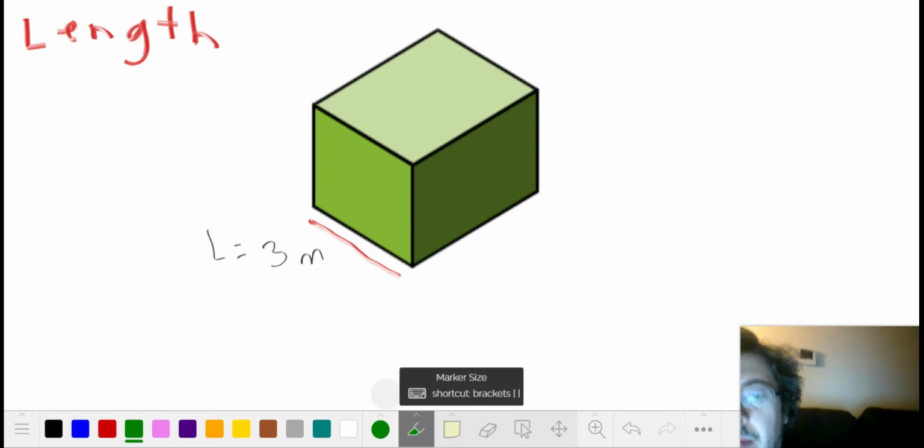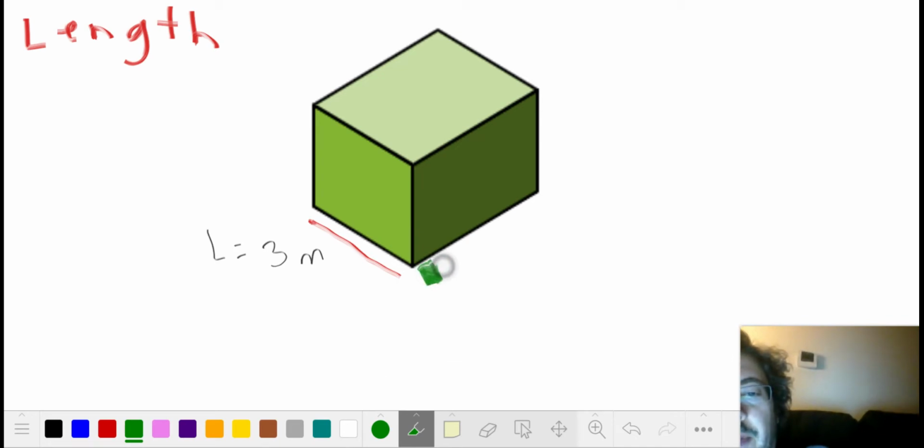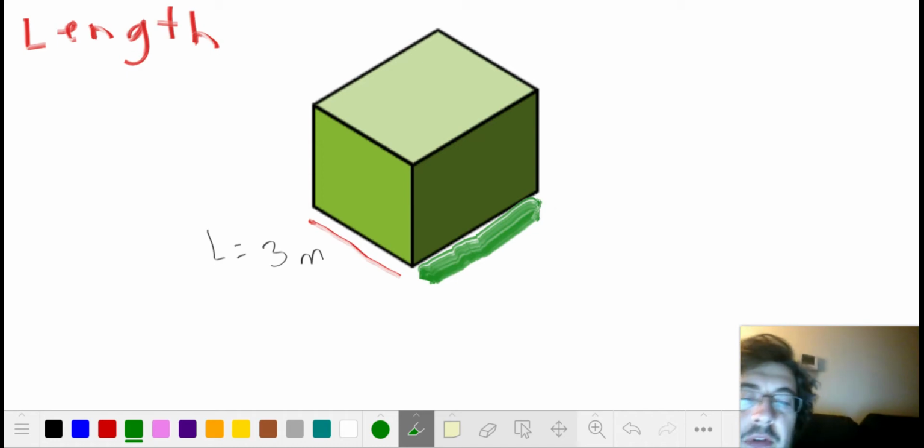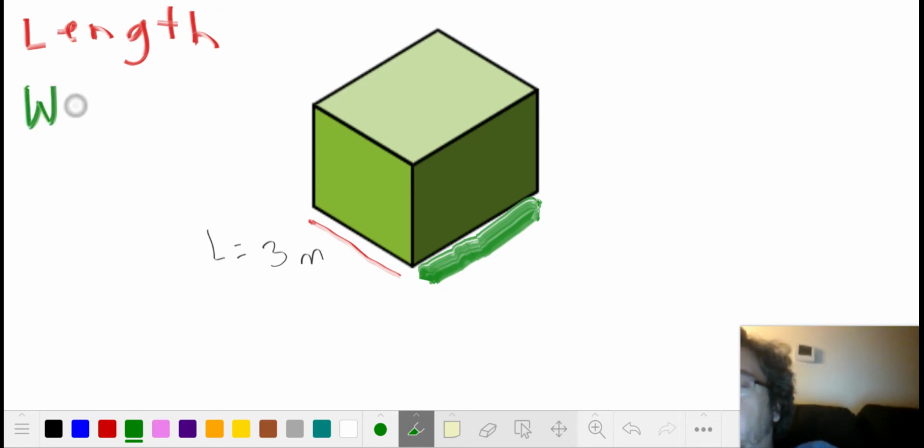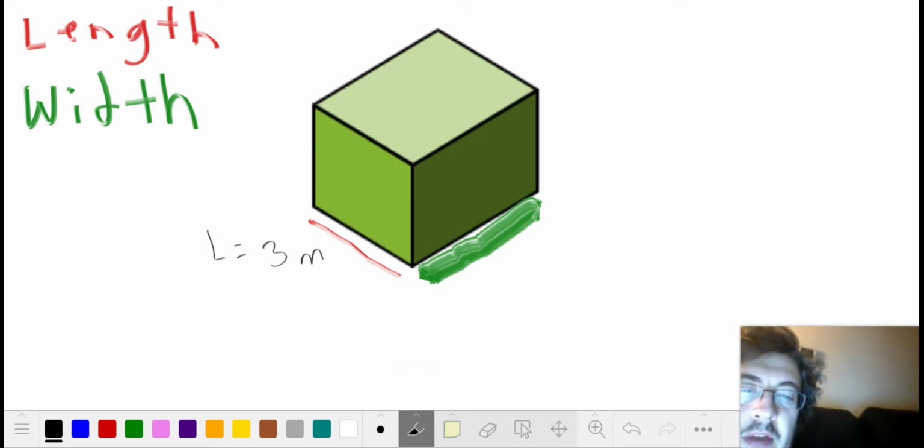And now let's talk about the width. And the width is usually this side here that's shaded to make the object look three-dimensional. But again, it's not always. This side could be the length too. But we're gonna keep that side the width. And let's say it has a width, I'm sorry. It looks like it's a little longer than the length, at 4 meters.